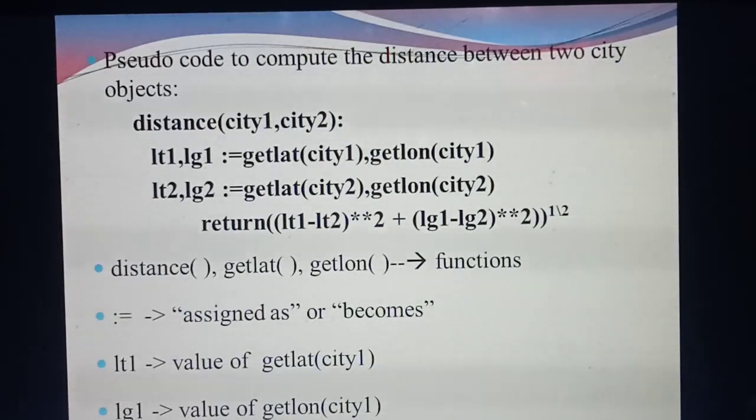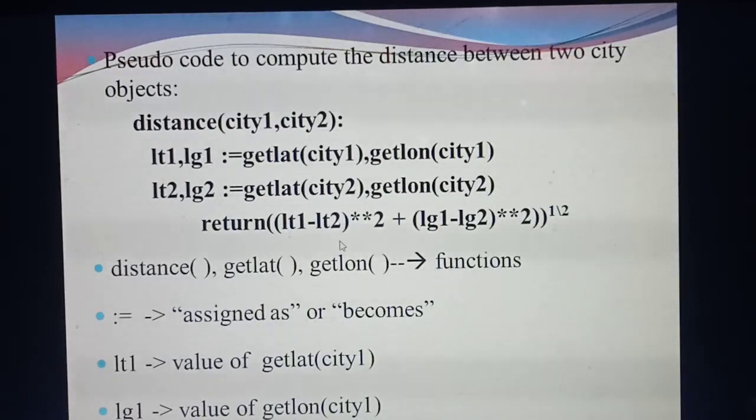Next, this line represents the calculation of the distance between the latitude and longitude directions of two cities. This anyway you need to study or mug up. This is a formula. It will return, what's the formula? LT1 minus LT2 whole square plus LG1 minus LG2 whole square, the whole to the power 1 by 2. This you need to study. This is the formula for calculating the distance between two cities.